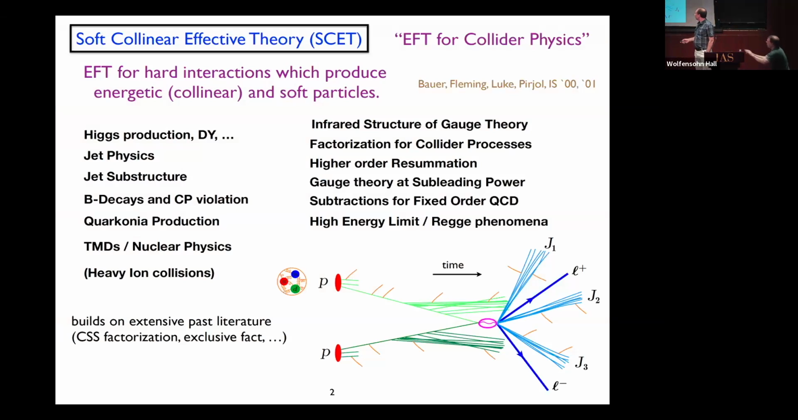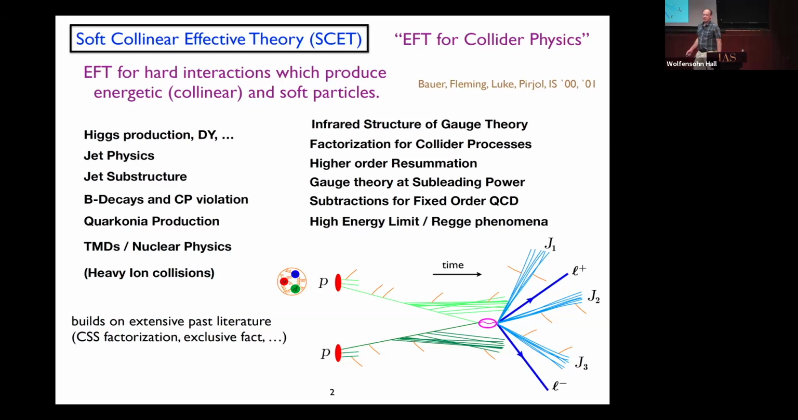So before I get to the outline of my talk, what can we do with soft collinear effective theory? So what is soft collinear effective theory? It's an effective field theory for collider physics. And the idea is to describe hard interactions as Wilson coefficients of the effective theory, and then with fields for the collinear region and soft regions of momentum space.